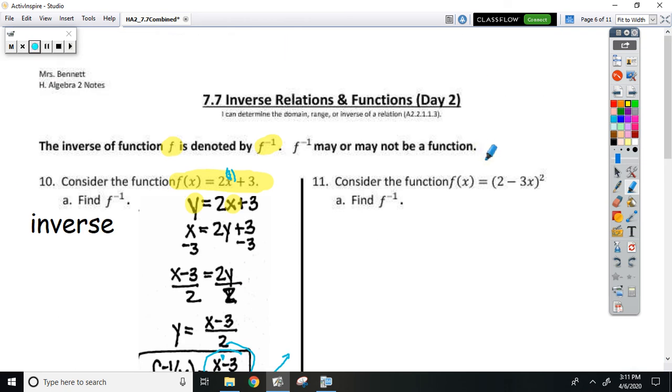All right, go ahead and pause the video if you'd like and try number 11 on your own. If you'd like to keep paying attention, just follow along with me.